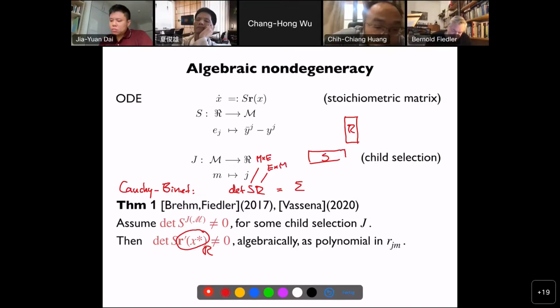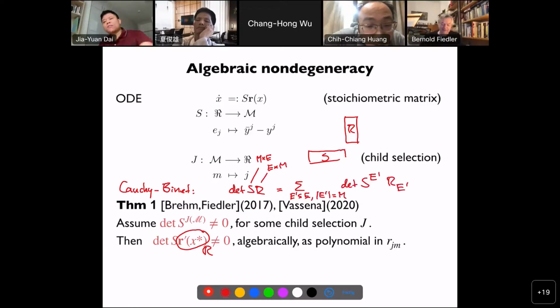So, and now I take the E prime subsets of E. Can you see that? Of size M. And I take det S, and here I take the columns E prime, and I multiply with the rows E prime of R. So I take a subset here to make everything square. And I multiply these determinants. And you see the set E prime is my J of M.